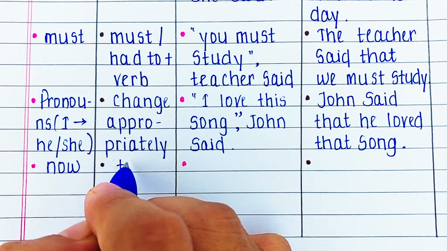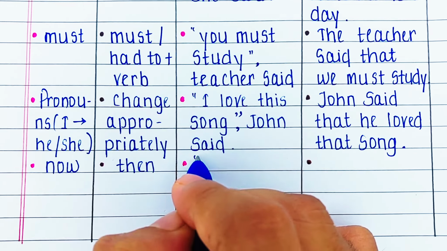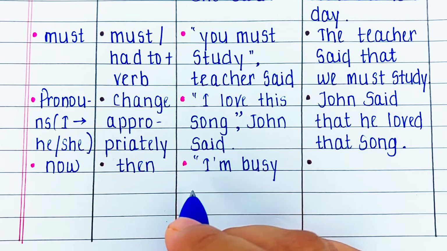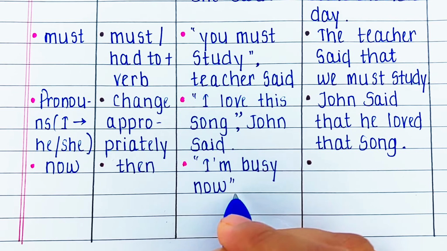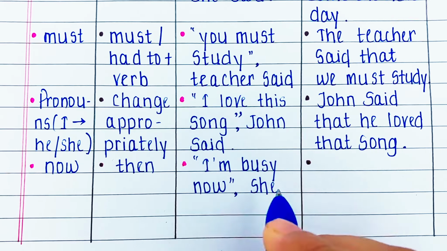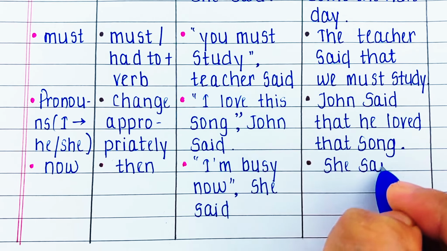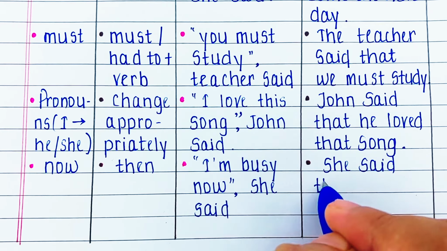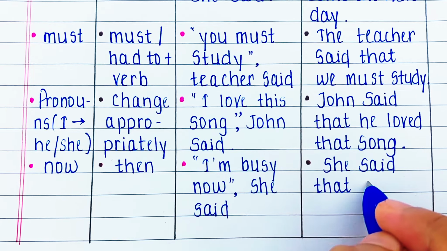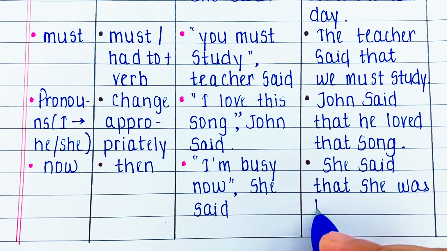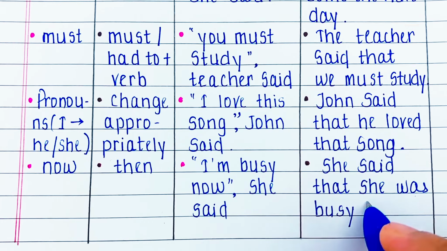Next is now. Now will be written as then in indirect speech. Example, "I am busy now," she said. In indirect speech, it will be written as, she said that she was busy then.